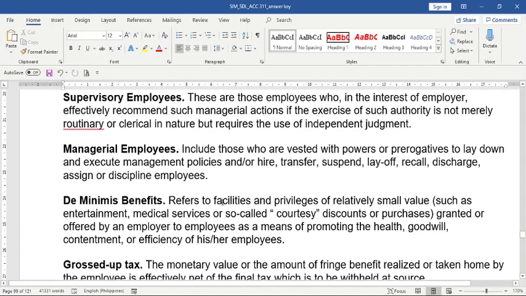Okay, so familiarize yourselves with those. We have also de minimis benefit. It refers to facilities and privileges of relatively small value, such as entertainment, medical services, or so-called courtesy discounts on purchases, granted or offered by an employer to employees as a means of promoting the health, goodwill, contentment, or efficiency of his or her employees. Take note, we discussed this already in our previous discussion in our first examination topic, so please look at them also.